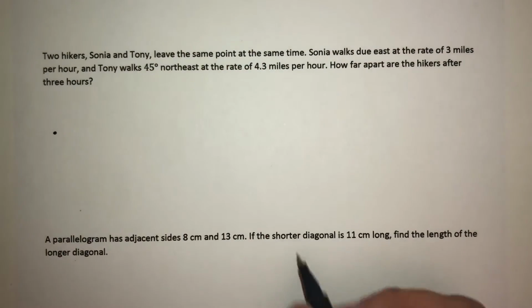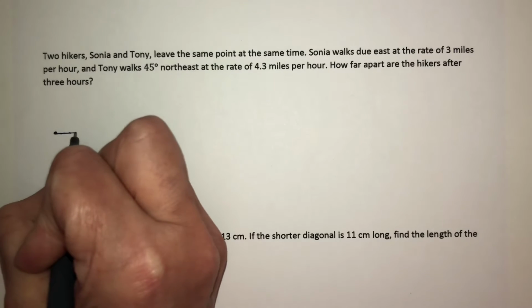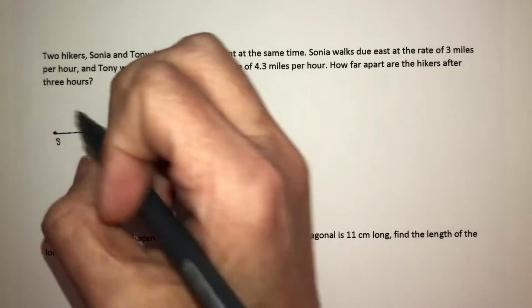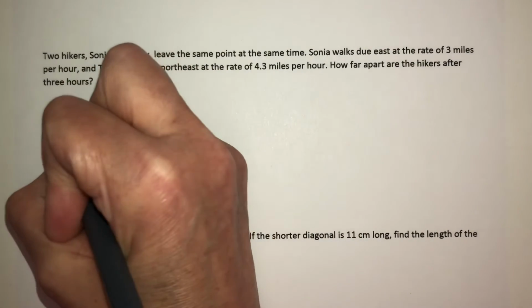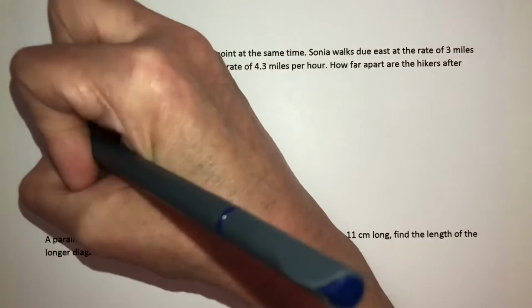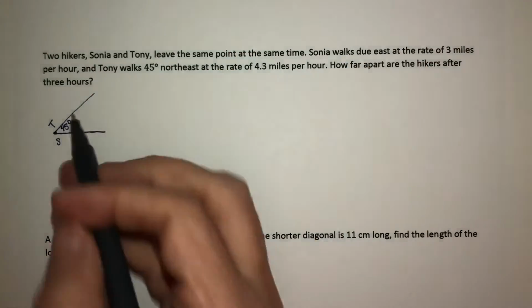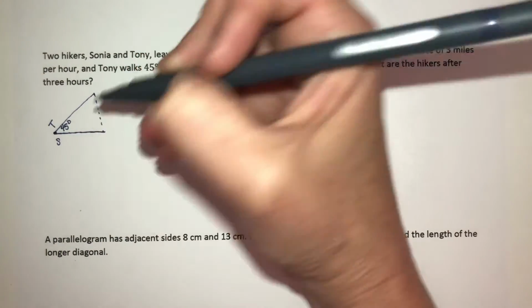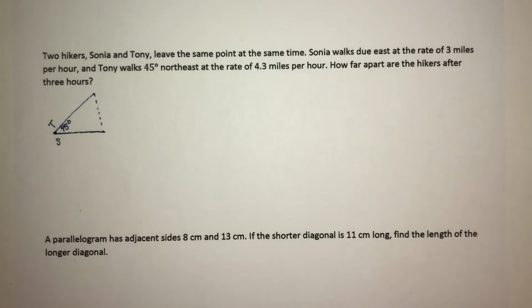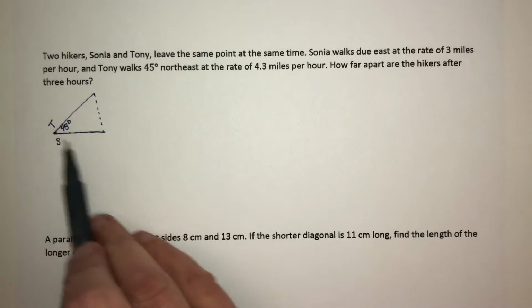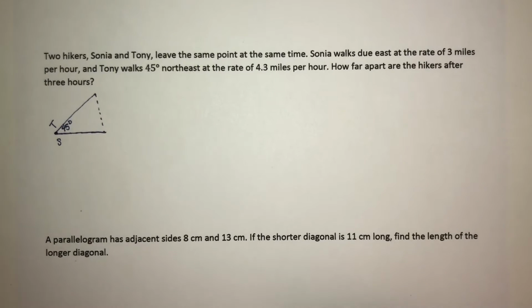So our two hikers start at the same point. Sonia walks due east. Tony heads off at a 45-degree angle to the northeast. So Tony's going that way. That's 45 degrees. And I'm looking for how far apart they are after 3 hours, so I need to find the length of that side. I have a side, angle, side, or I will once I figure out what numbers to put here. So I can use Law of Cosines.